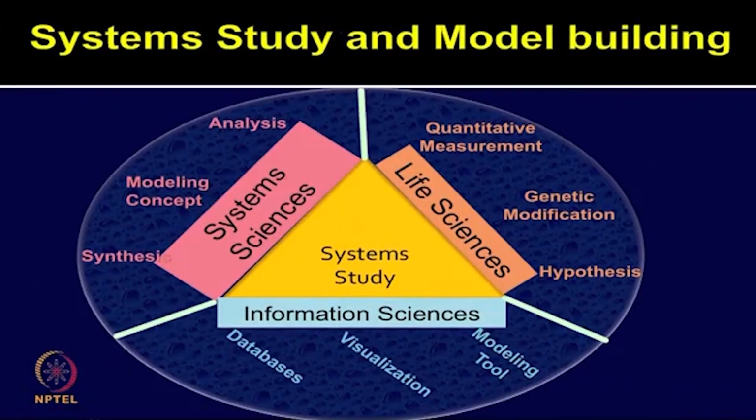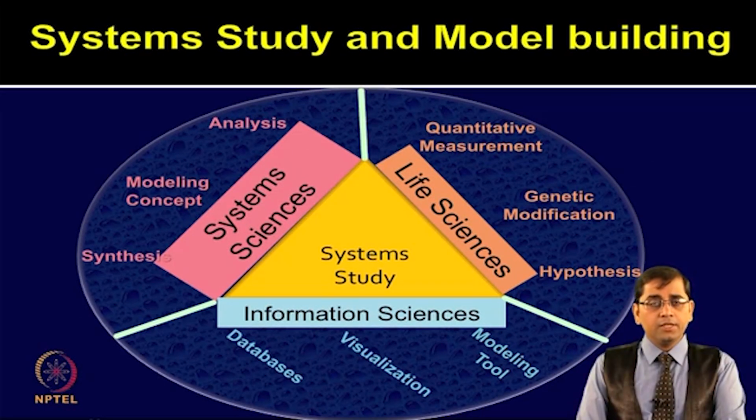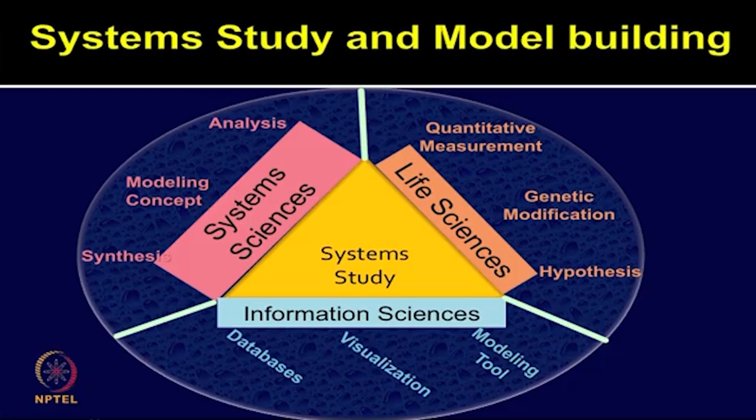System study and model building. System science includes synthesis, modeling, concepts and analysis. Life science disciplines provide quantitative measurements, genetic modifications and deriving some hypotheses. Information science enables visualization, modeling tools and different databases. This model building as an aid to understand the complex system is very useful for system level investigation.